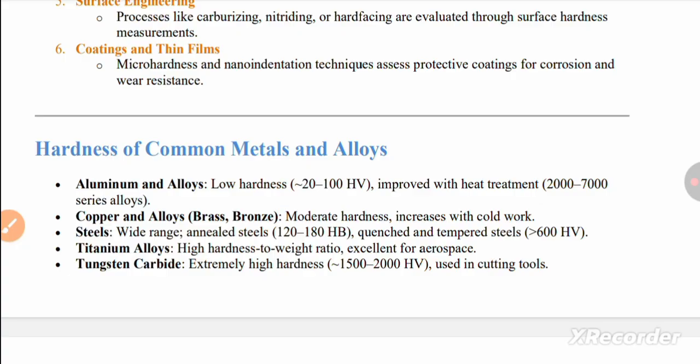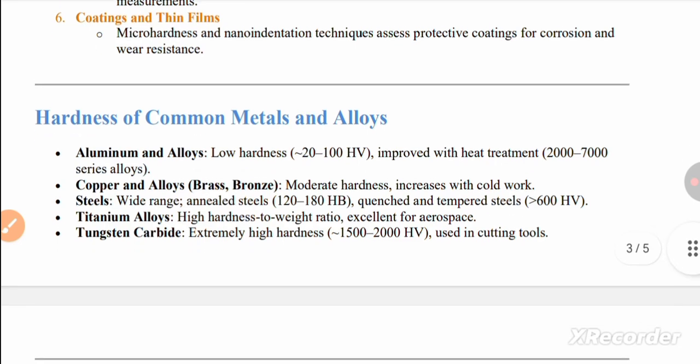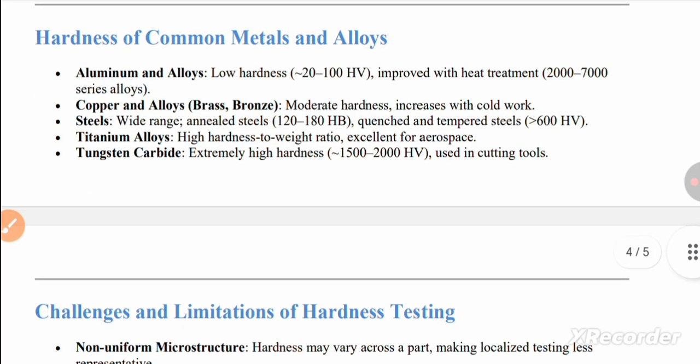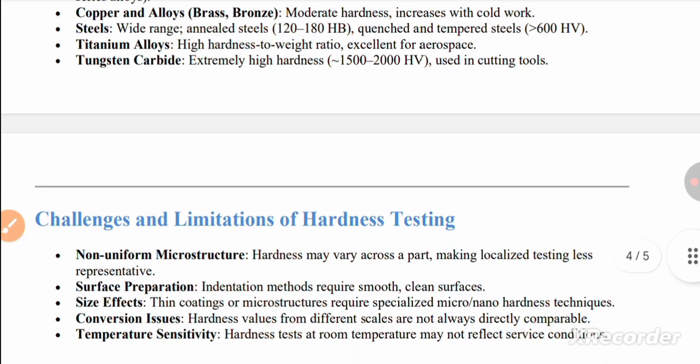Steels. Wide range. Annealed steels 120 to 180 BHN. Quenched and tempered steels more than 600 HV. Titanium alloys, high hardness to weight ratio, excellent for aerospace material. Tungsten carbide, extremely high hardness, 1500 to 2000 HV, used in cutting tools.